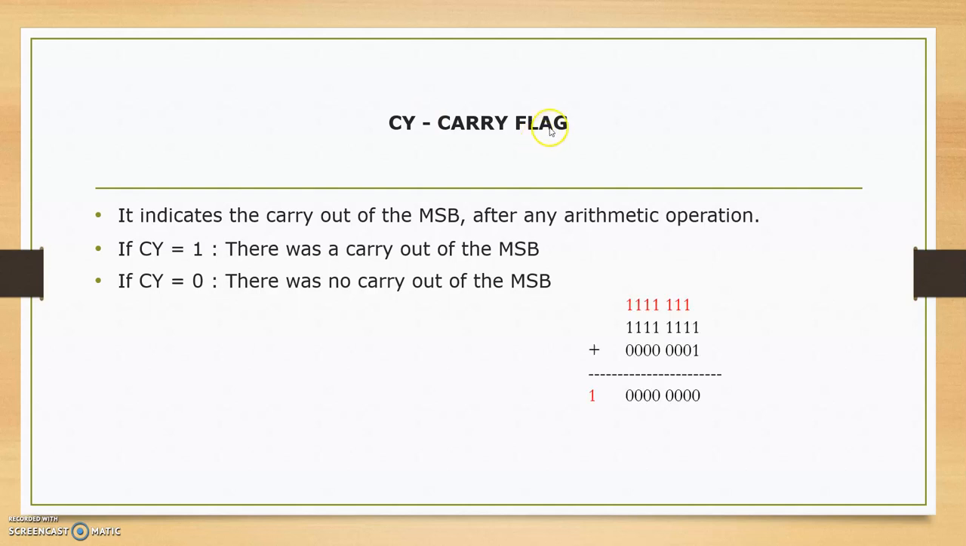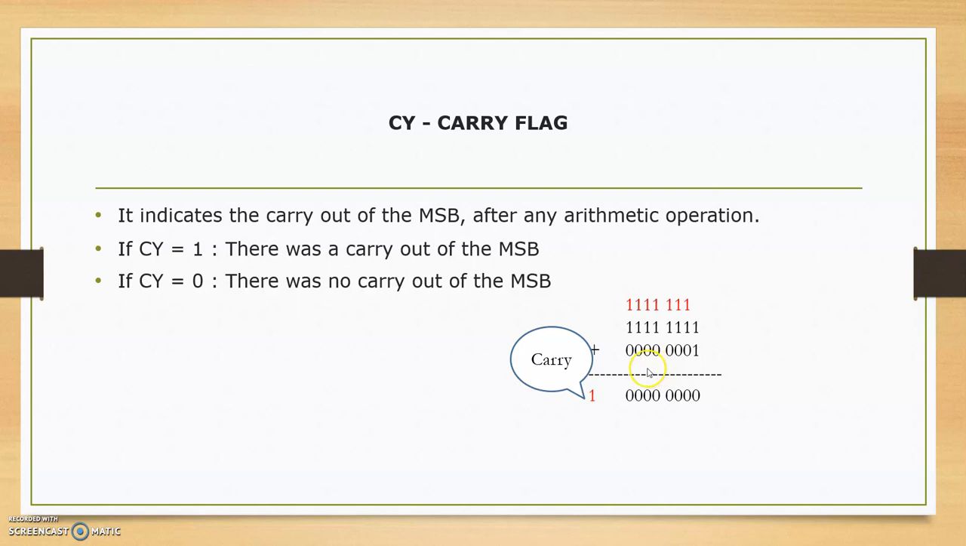We can consider an example: 11111111 plus 00000001, that is FF plus 01. We get 0 with a carry 1 at each bit position, and finally 0 with carry 1. So we have a carry out of the MSB bit. In this case, the carry flag will be set.